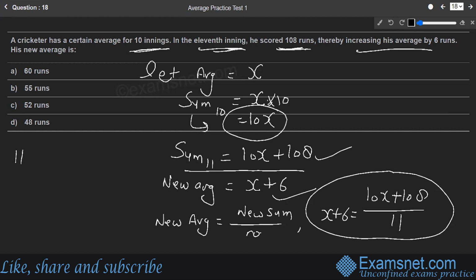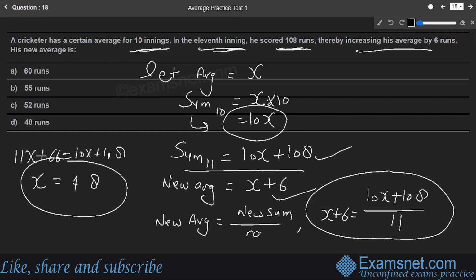So it's going to be 11x plus 66 is equal to 10x plus 108. If we solve this further, 10x goes on the other side. X is equal to 108 minus 66. That is nothing but coming out to be 42. Sorry, 108 minus 60 is coming out to be 48. So that's the new average. X value is coming out to be 48. He's asking for the new average, so X value is 48. So that's what is going to be the average here. Runs is 48.